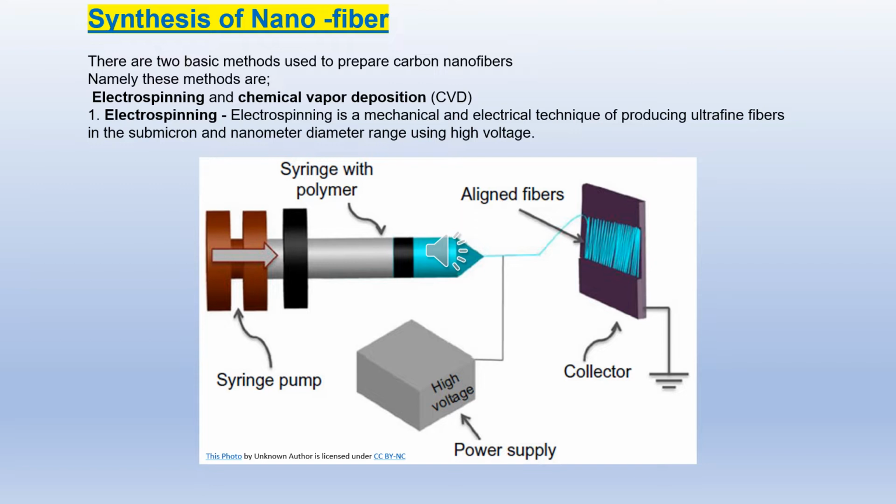Then the droplet is formed at the spinneret tip, and high voltage is needed for Taylor cone formation. Once the droplet surface tension is overcome by high voltage, the fiber elongates and the solvent evaporates to form solid fibers.